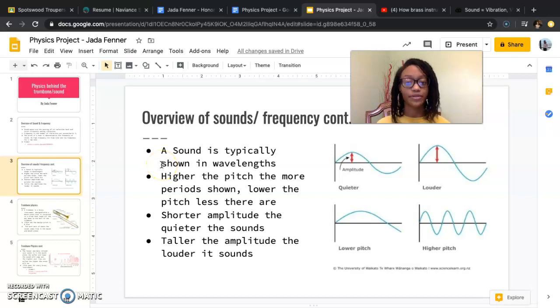So, the overview of sounds. A sound is typically shown in wavelengths, as you can see right here. The higher the pitch, the more periods are shown, and the lower the pitch, the less there are, as shown right here. And a period is the number of waves that are shown on the graph. The shorter the amplitude, the quieter the sounds are, and the taller the amplitudes, the louder the sounds are, as shown right here. So now we're going to go over the background and the physics behind the trombone.